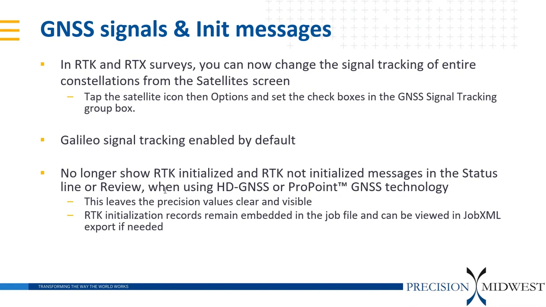In RTK and RTX surveys, you can now change the signal tracking of the entire constellation from the satellite screen. You can just tap the satellite icon, then options, and set the checkbox in the GNSS signal tracking group box. Galileo signal tracking is enabled by default now.